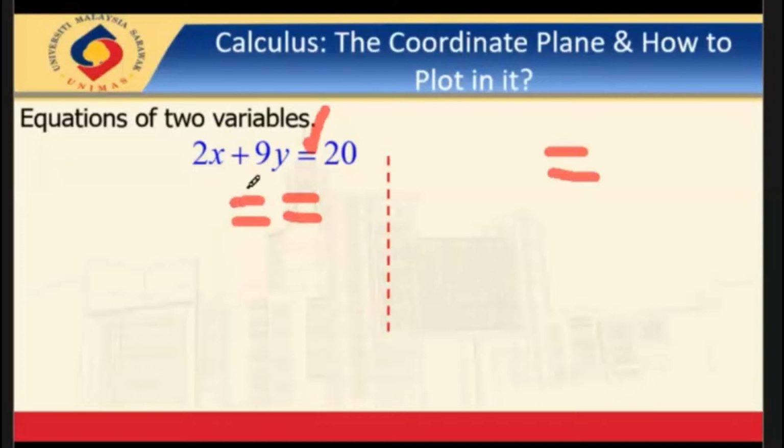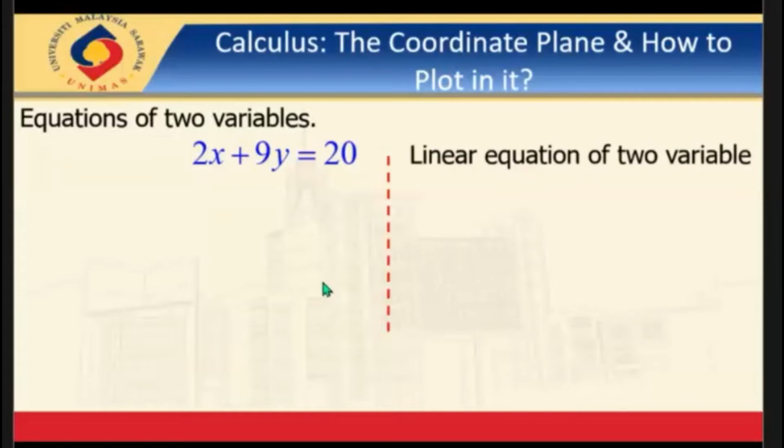So to make the left hand side equal to 20, there are many possibilities, meaning that x and y may have many different values. We can fix different values of x and different values of y to get the collective answer as 20. For example, how? These equations are called linear equations of two variables. You see, the x and the y are the variables.